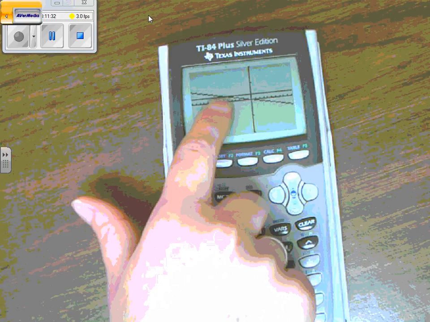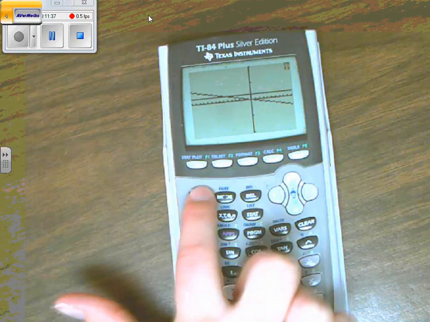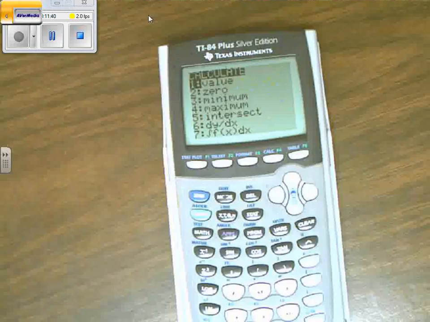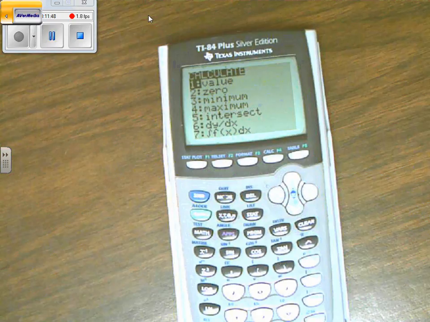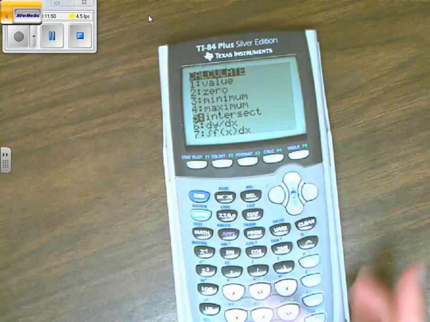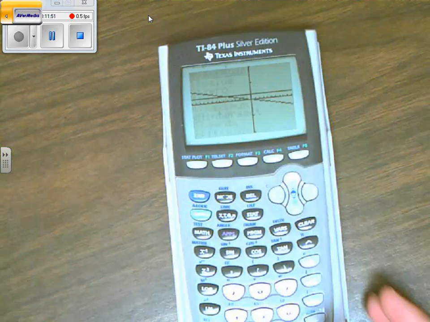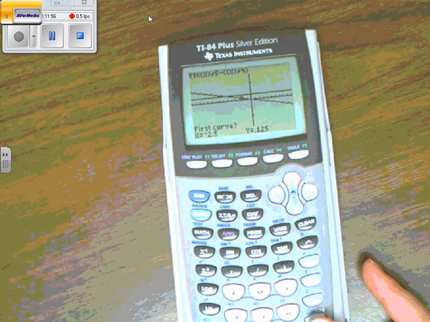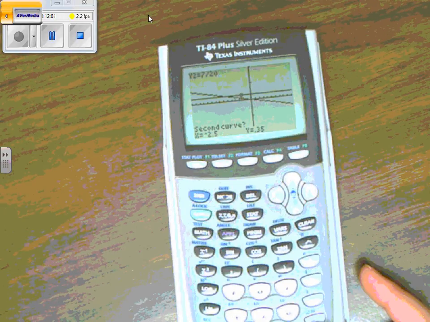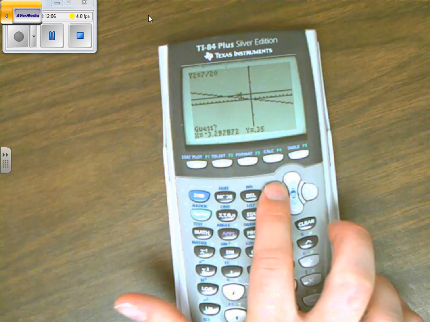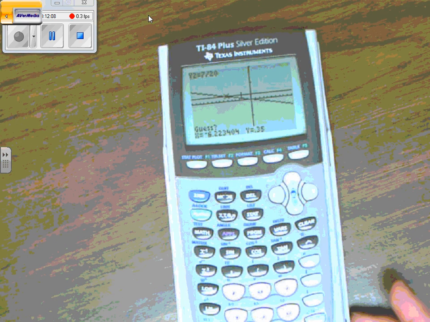So what you're going to do is go to Second, Trace, and a menu comes up. I want to find an intersection, correct? So which button do you think I would push? Number 5. And it says first curve, question mark. It's asking you a question. Well, as long as you're on one of the two lines, you'll push enter. Then it says second curve, question mark. You're on the other line, you'll push enter. And then you'll get close to the intersection and push enter one more time.